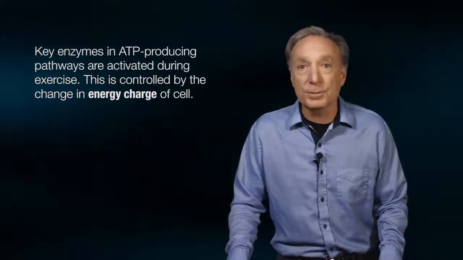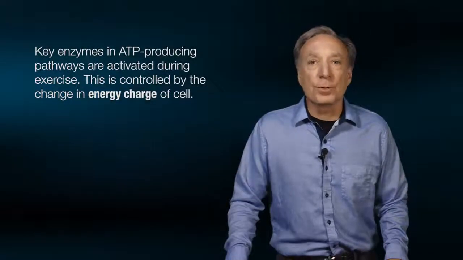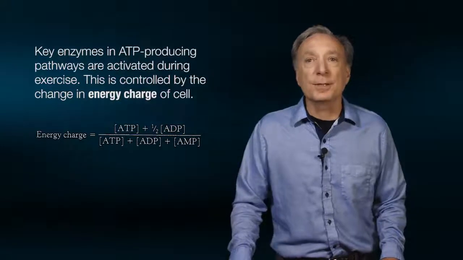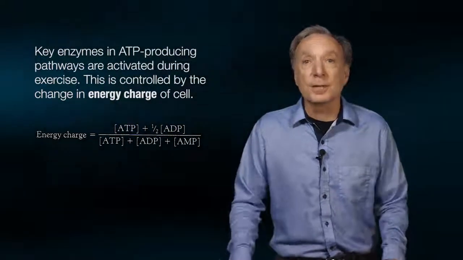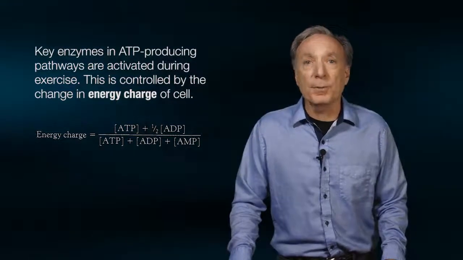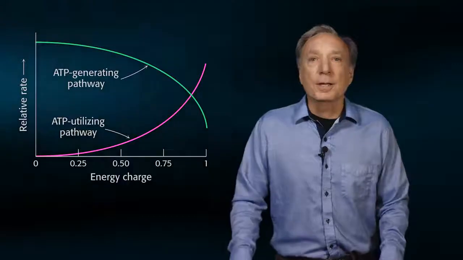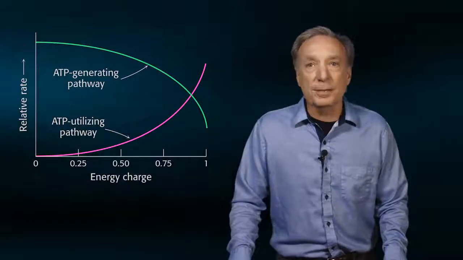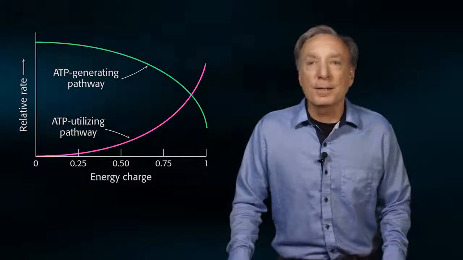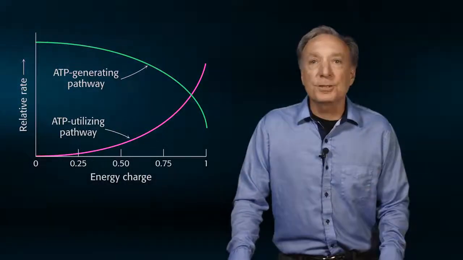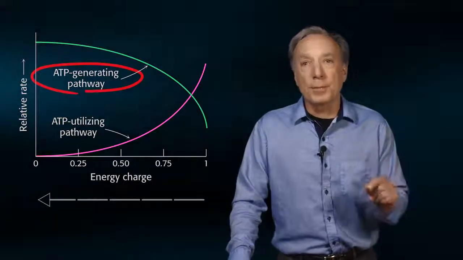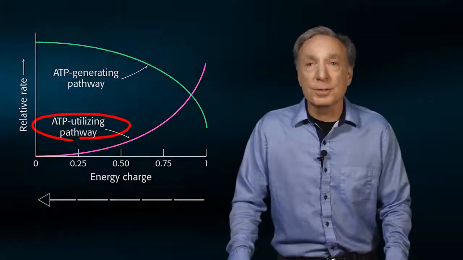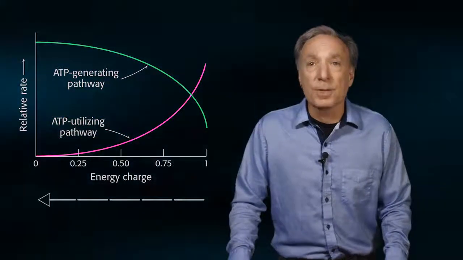for greater energy production. This sensing is primarily controlled by the energy charge of the cell, shown here. Basically, when the concentration of ATP in the muscle cell drops below normal resting levels, the energy charge drops and ATP-producing pathways are activated. At rest, the energy charge in muscle is approximately 0.85. The energy charge will drop during exercise dependent upon the exercise intensity and rate of ATP utilization. Notice that as the energy charge decreases, ATP generating pathways are turned on, while ATP utilizing pathways, such as biosynthetic reactions, are turned off to save the precious ATP for muscle contraction.